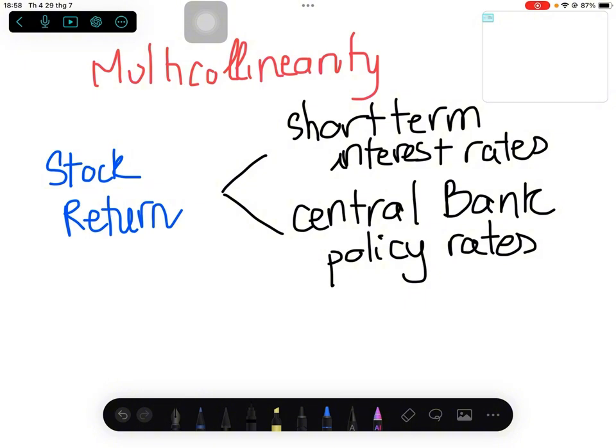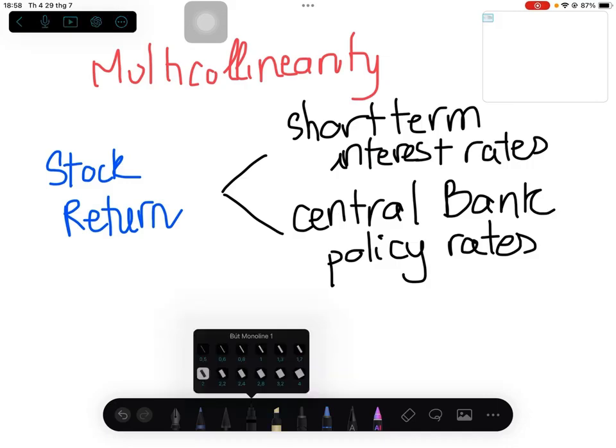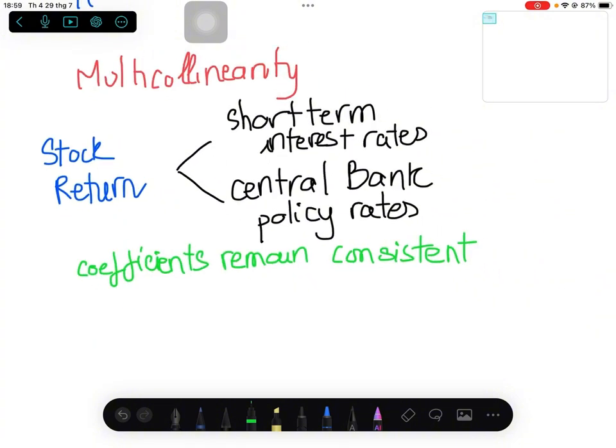Now the regression struggles to determine which variable deserves credit for explaining the dependent variable. It's like asking two people to answer exactly the same interview question simultaneously. Their voices overlap. You hear both, but it's difficult to separate their individual contributions. Here's the important difference from the previous two violations. The coefficients remain consistent, but now standard errors become too large, not too small.